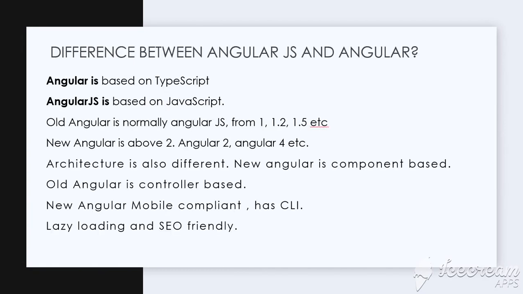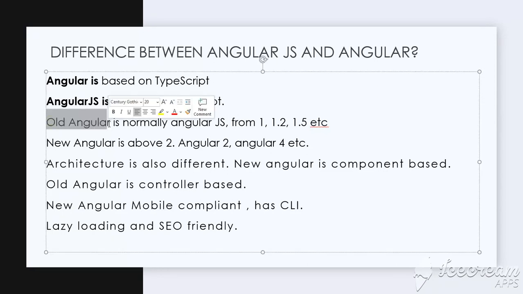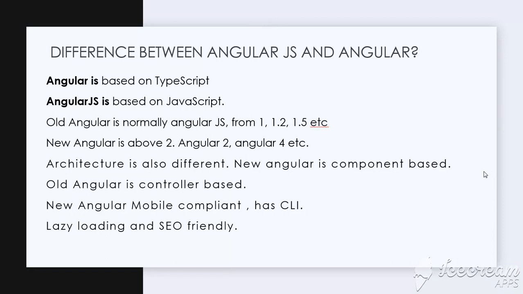Number 5, difference between AngularJS and Angular. So Angular is actually TypeScript based, while AngularJS, which is the older version, is JavaScript based. So older Angular is normally also called AngularJS. The older Angular means the versions 1.2 to 1.5, etc. While the new Angular, which is above version 2, Angular 2 or Angular 4, is called simply Angular, because it is not JavaScript based. So that's the difference. The new Angular is not JavaScript based, but it is TypeScript based. That's why it is called Angular. The old Angular is JavaScript based. That's why it is called AngularJS, or JavaScript based Angular.